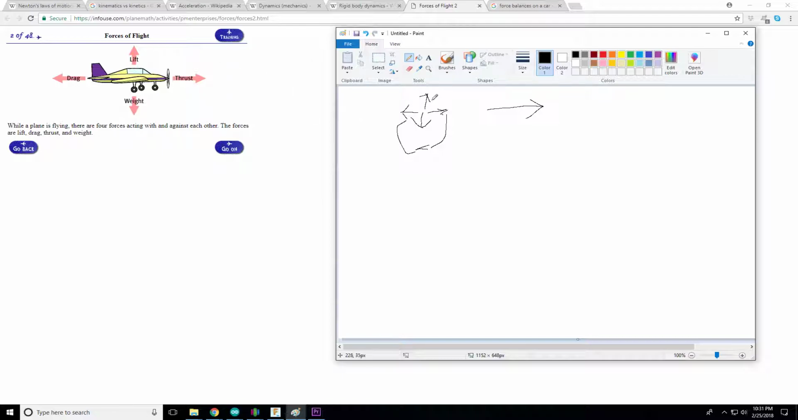Another one is if your lift is less than your weight, you're falling out of the sky and you're hitting the ground and crashing into cars or light poles or houses and causing serious damage to yourself and others. So you need more thrust and more lift. So how do you do that?